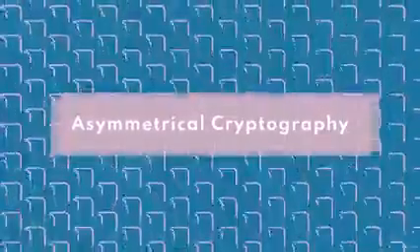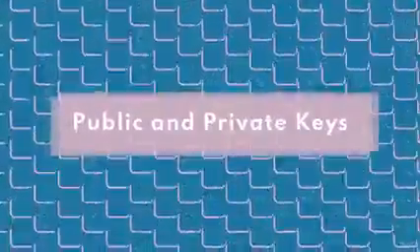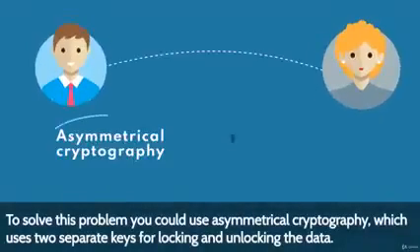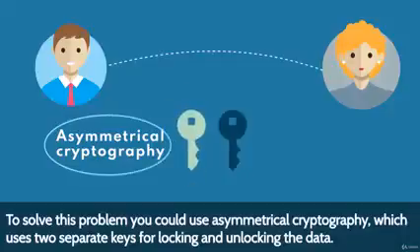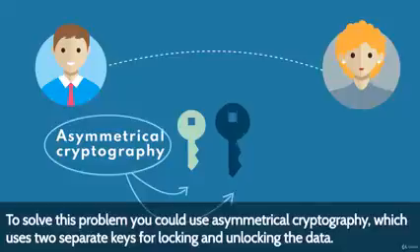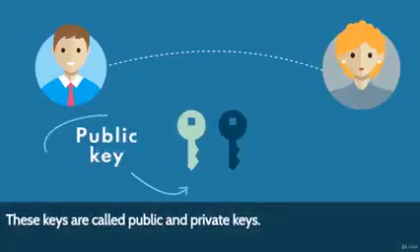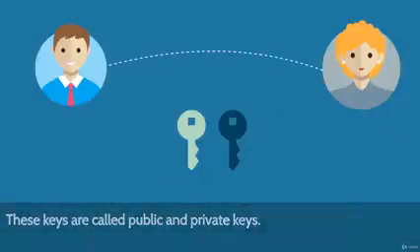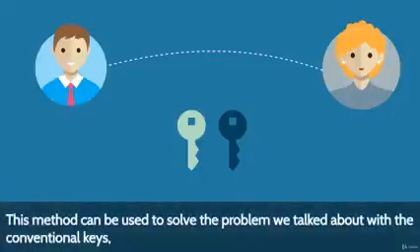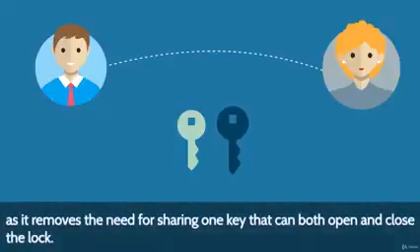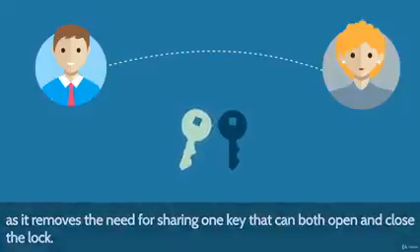Asymmetrical cryptography, public and private keys. To solve this problem, you could use asymmetrical cryptography, which uses two separate keys for locking and unlocking the data. These keys are called public and private keys. This method can be used to solve the problem we talked about with conventional keys, as it removes the need for sharing one key that can both open and close the lock.